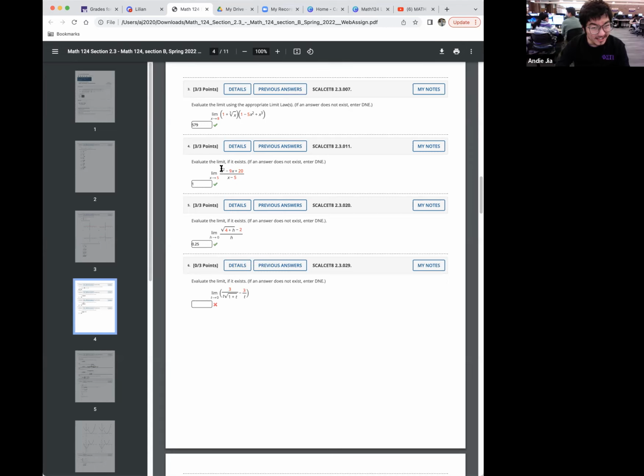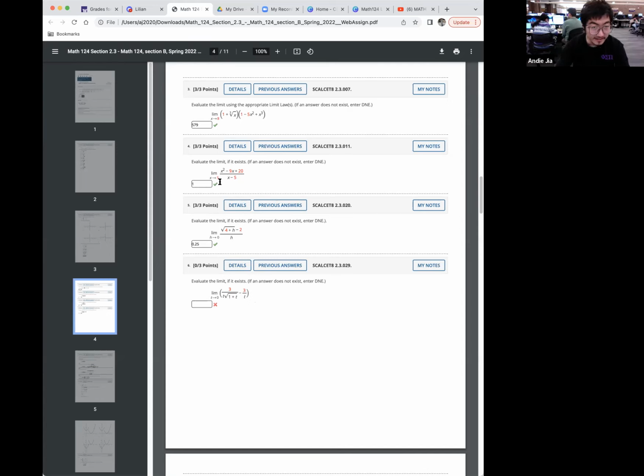Number 4, this can be factored. This type of limit is called cancellation of factors, where they're all polynomials. This can be factored as x minus 5, x minus 4. We cancel the x minus 5, then have a limit. This is a conjugate. We conjugate the numerator. For this one, we conjugate the denominator, because if we just compute the limit, the function is undefined.